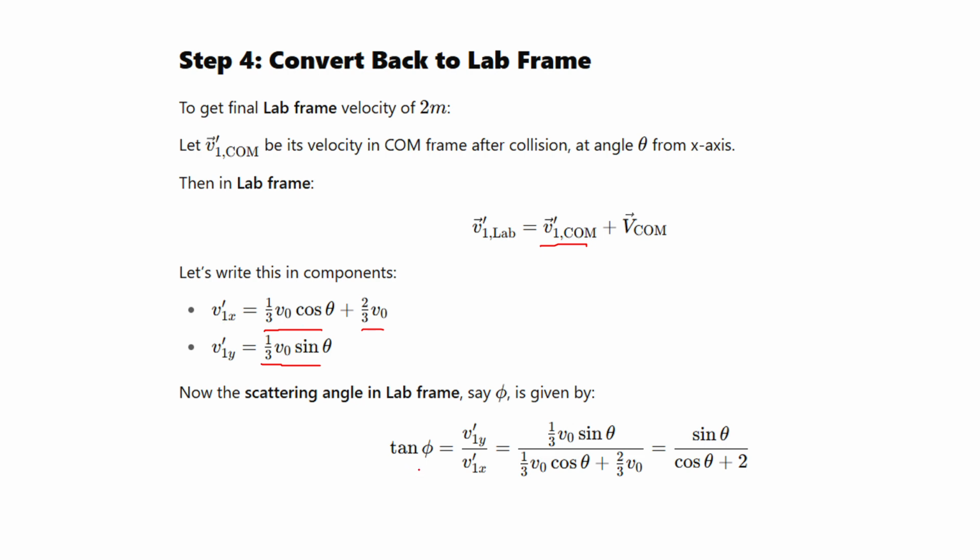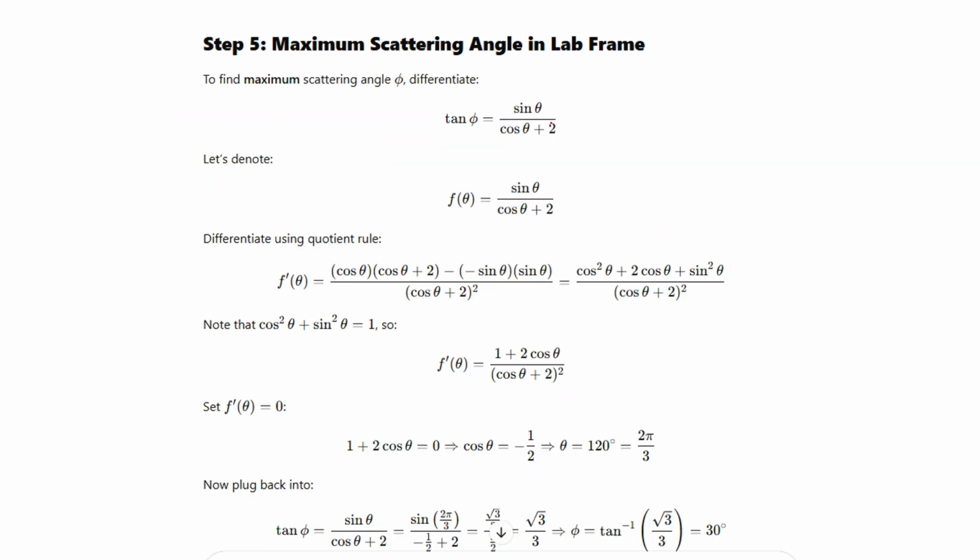So in lab frame, tan phi, where phi is your scattering angle, is v1' y divided by v1' x. When we substitute the values, we get sin theta upon cos theta plus 2. So now a simple differentiation is required to find the maximum, because tan phi gives the scattering angle and we have to calculate its maximum value. So we will differentiate tan phi = sin theta divided by cos theta plus 2. You can pause the video and see the differentiation.